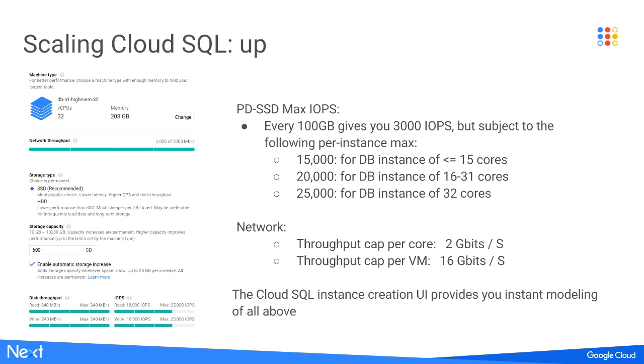One less intuitive way to scale up is scaling up storage performance. In Google Cloud Platform, we scale storage performance with capacity.